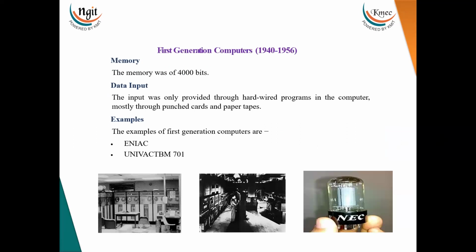And if we see the capacity of a first generation computer, it is a maximum of 4000 bits, and data is provided through the punch cards and paper tapes. Now, these are the examples for the first generation, and you can see the image of the first generation computer here.